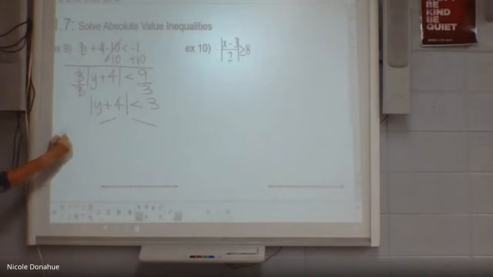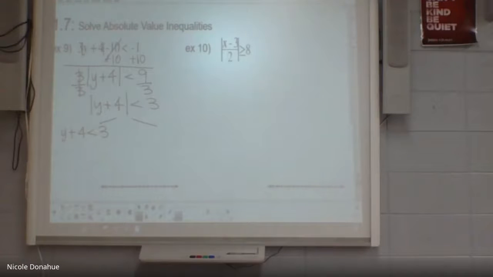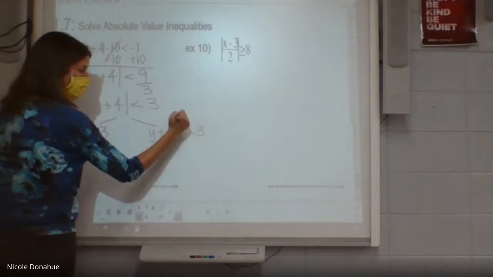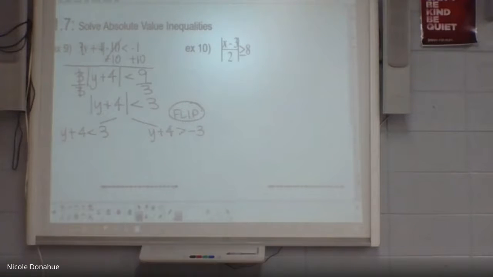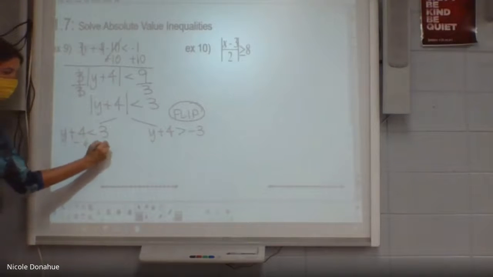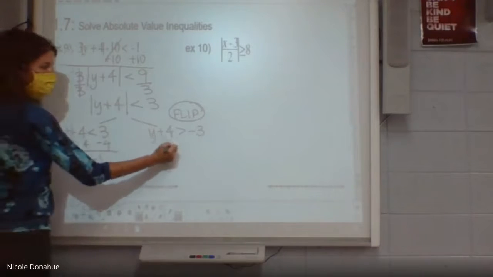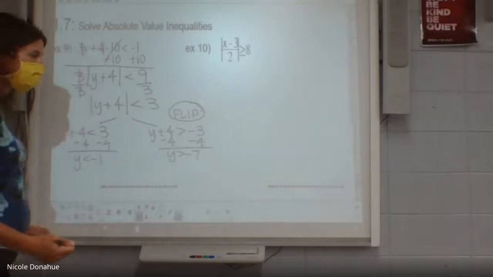So I have y plus 4 is less than 3. But then remember the absolute value, you have to flip that second one. Y plus 4 is greater than negative 3. So we have to change the sign and flip. So there's 2 pieces to this one. So y is less than -1. And y is also greater than -7.